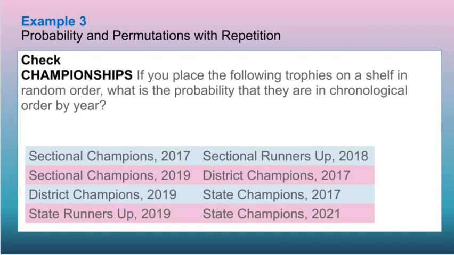Moving on to another one. Championships, if you place the following trophies on a shelf in random order, what is the probability that they are in chronological order by year? So we have 1, 2, 3, 4, 5, 6, 7, 8 trophies. That'd be 8 factorial, and do any of them repeat in years? We got 1, 2, 3 in 2017. Then we have 2019 is repeated 1, 2, 3 times. That's it. And then there's only one way to put them in that order.